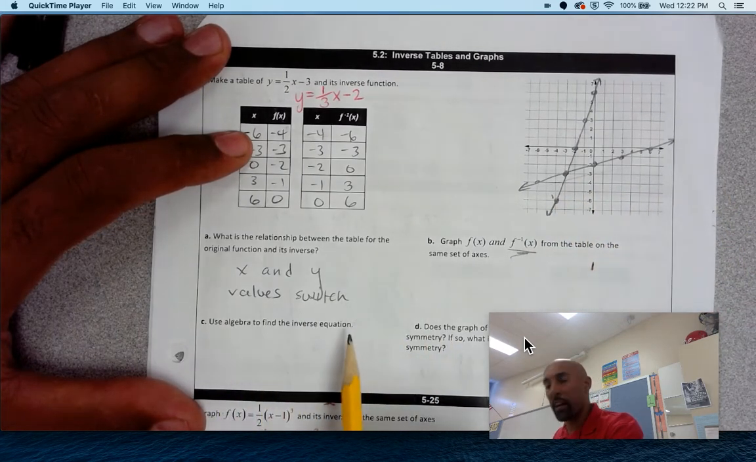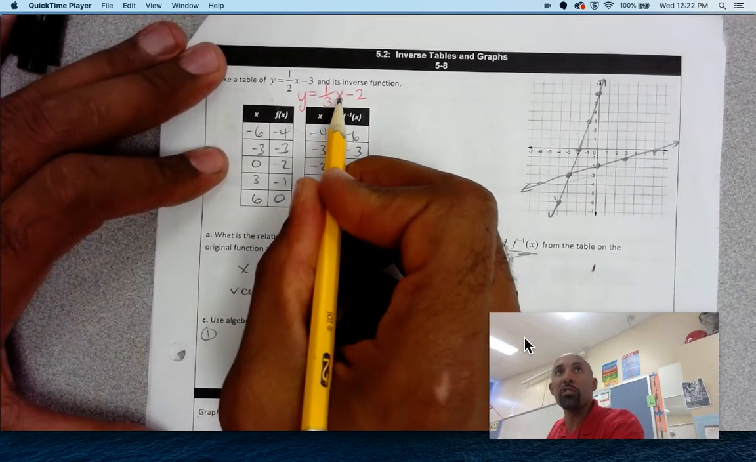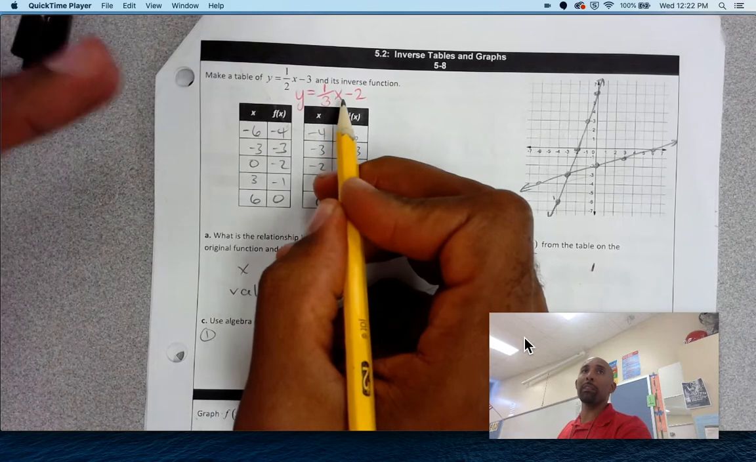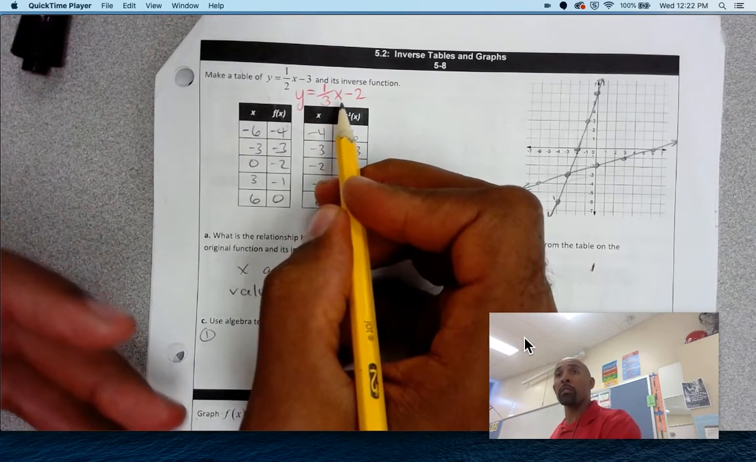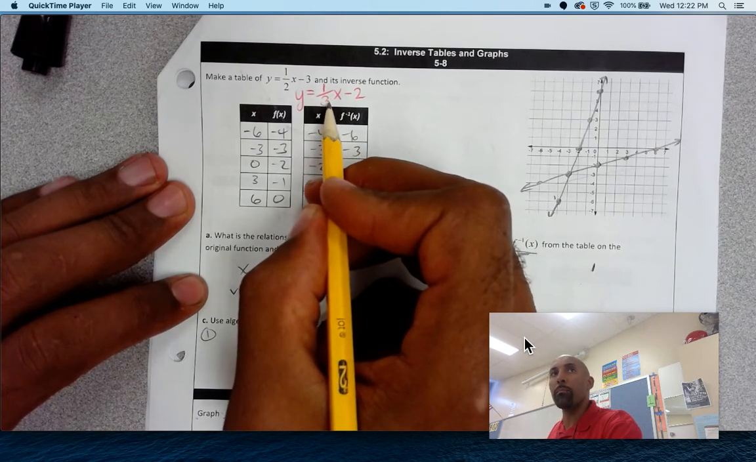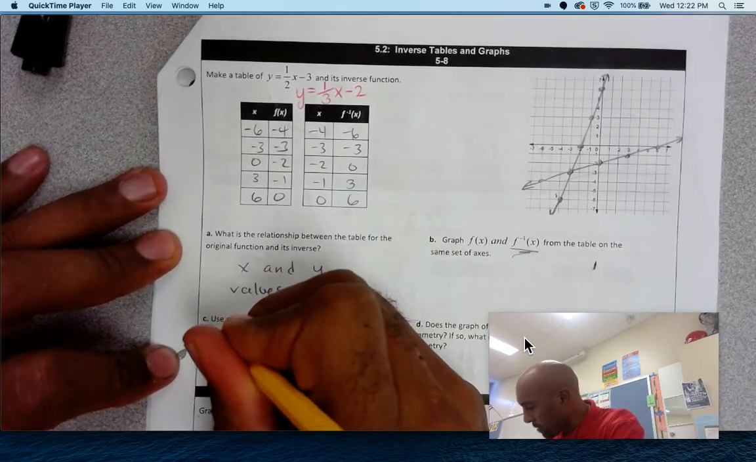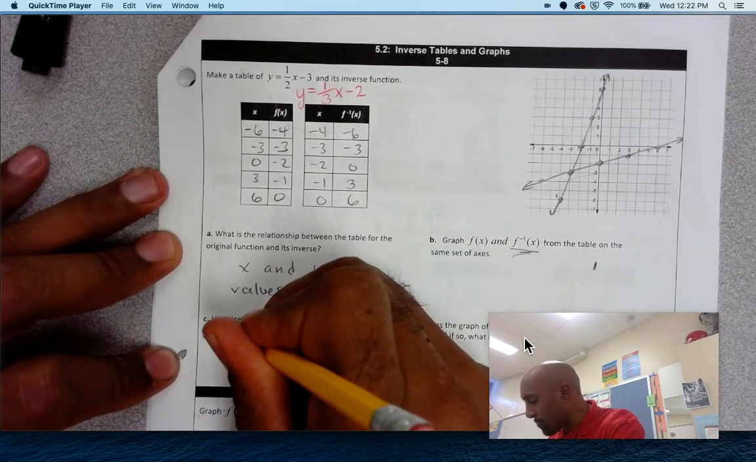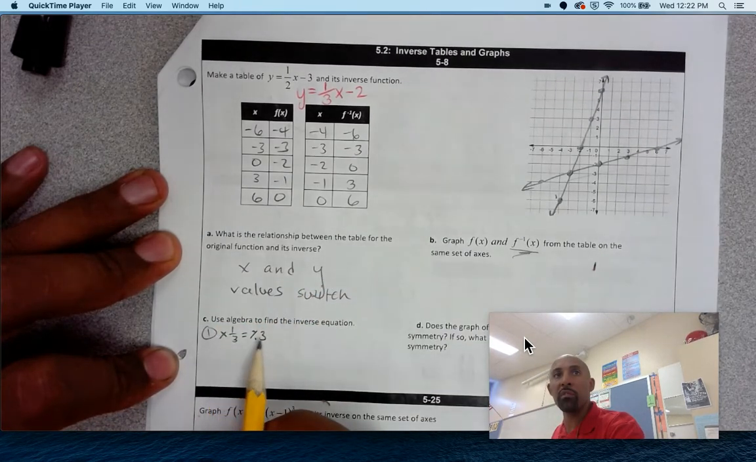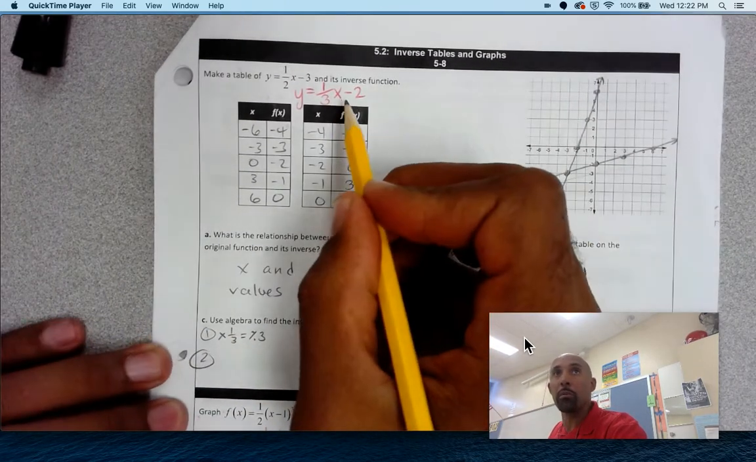Okay, use algebra to find the inverse equation. All right, so if you remember, to do this, first I'm going to look at the original function and ask, what would I do if I plugged a number into x? If I plug in an input, what would I do first? Let's say I plugged in 3 here. I would multiply by 1 over 3. When you multiply by 1 over 3, that is the same thing as dividing by 3. So multiplying by 1 over 3 and dividing by 3, same thing, okay? The second thing I do is subtract 2.